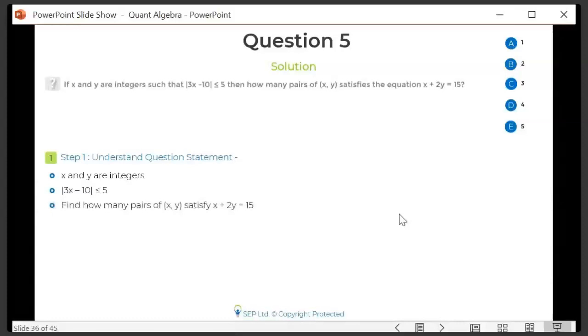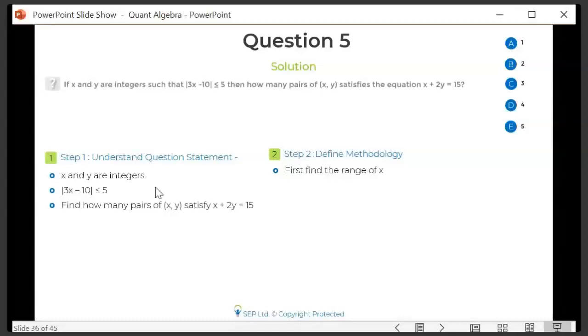Now, since you're given mod of 3x minus 10 is less than or equal to 5, you can use this information to find out the range of x, because that would be very easy to do, right? You can very easily find out the range of x since it's a less than sign. And they're integers also, so you can find out what values x will satisfy. That's point number one, very important.